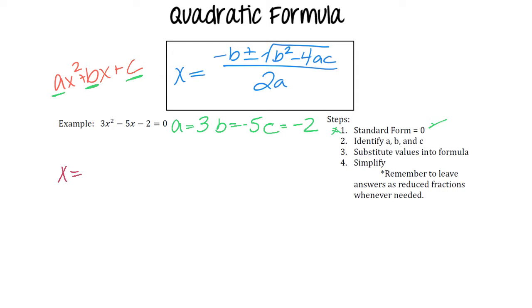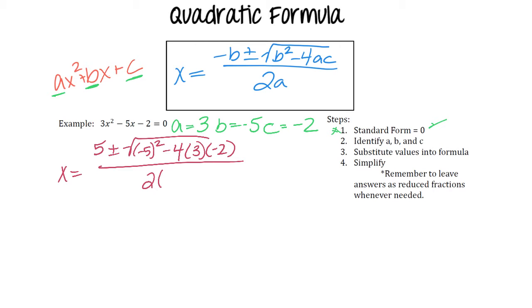So we have x equals opposite of b. So the opposite of -5 is +5, plus or minus the square root of b squared minus 4 times a times c. And remember, we wrote a, b, and c up here at the top so that we can know what a, b, and c are, filling them into our equation, all divided by 2 times the a value, which is 3. Then the next thing we want to do is simplify as best we can.